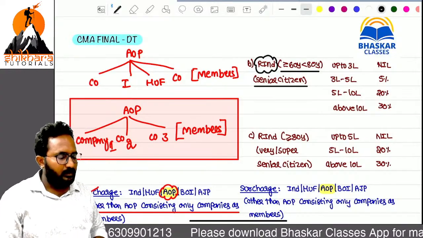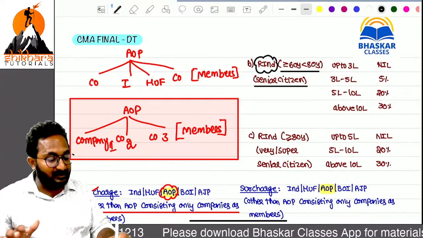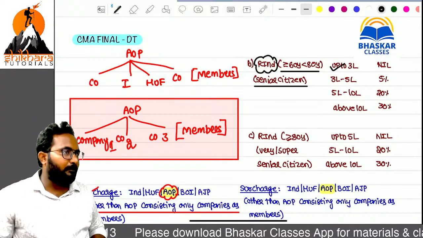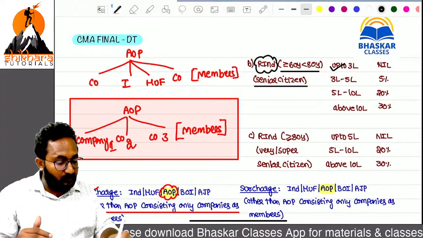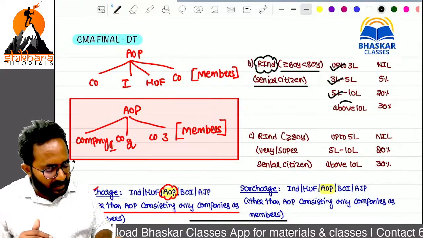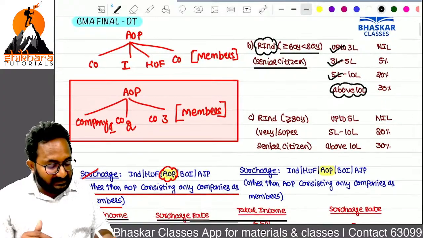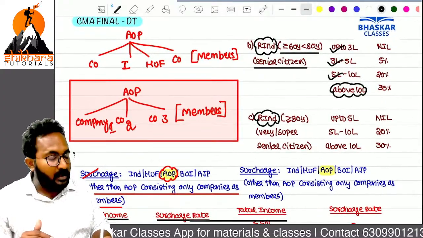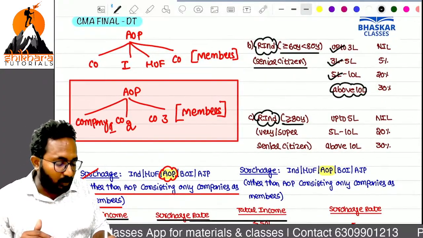Now remember, basic exemption limit how much? 3 lakh. Up to 3 lakh, no need to pay the tax. But 3 lakhs to 5 lakh, what is the slab? 5%. 5 lakh to 10 lakh, 20%. Above 10 lakh, 30%.